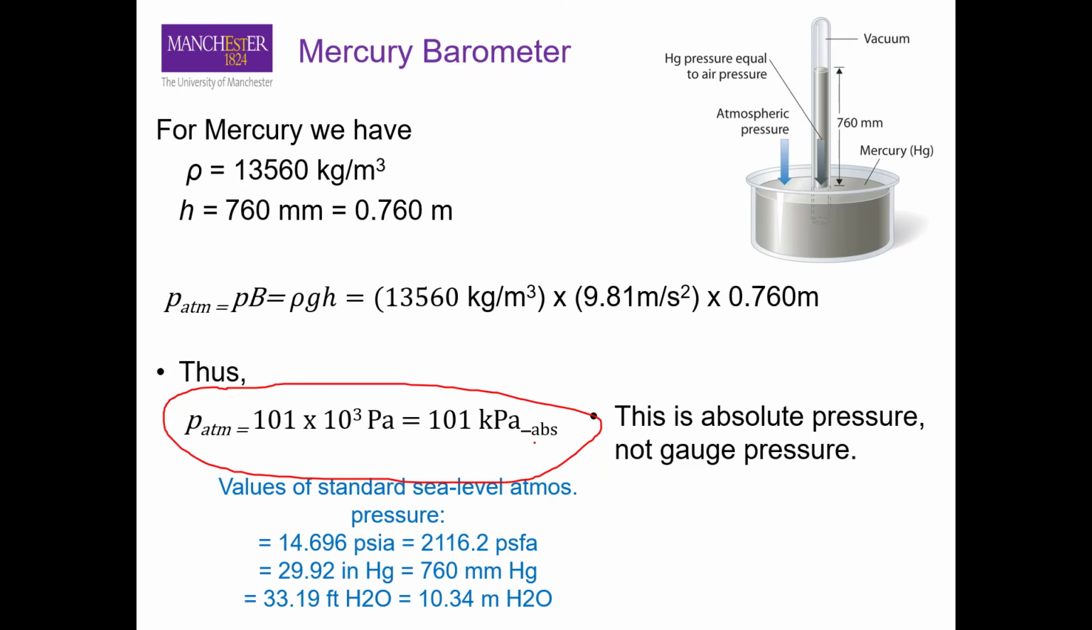We can convert this pressure value into different units or into different systems of units. We have pounds per square inch absolute, we have millimeters of mercury, we have meters of water. So we can use these conversion factors to convert this value from one system to another.